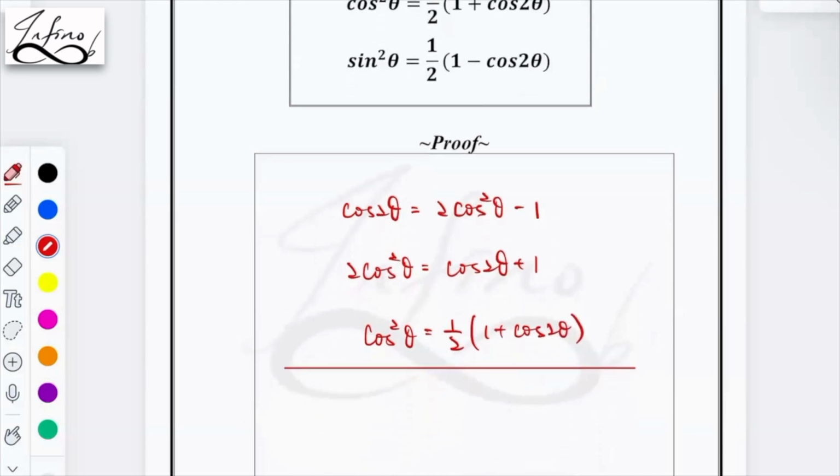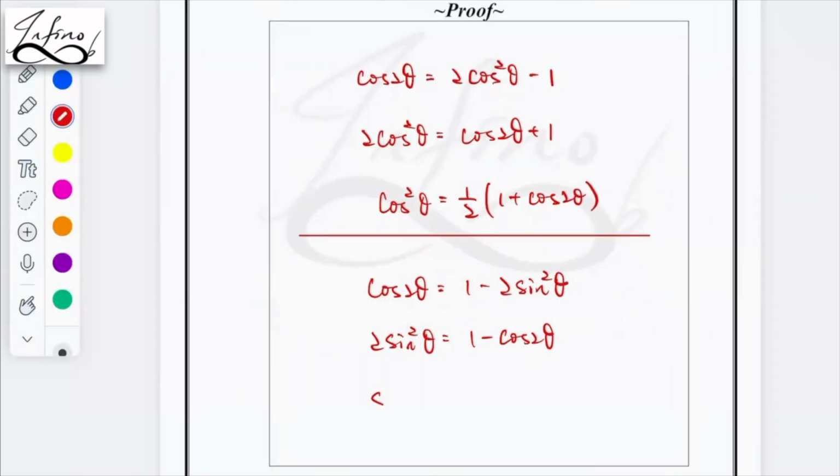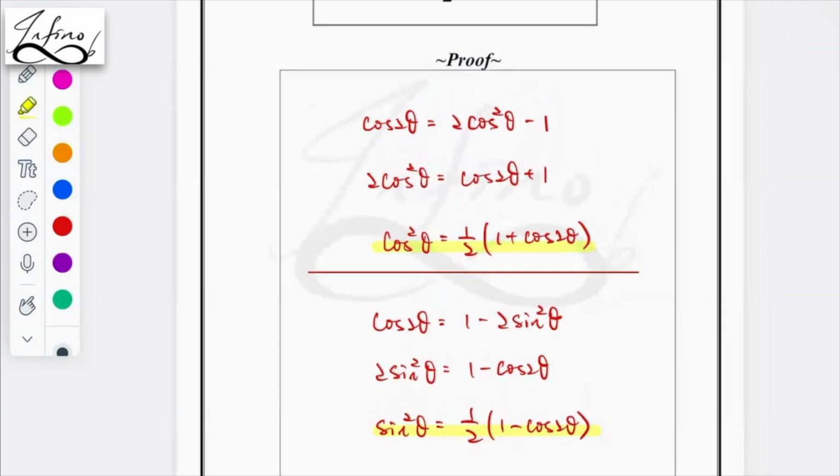Then for sine square theta, just the same, we use another variation, which is cosine 2 theta equals 1 minus 2 sine square theta. And that's why 2 sine square theta equals 1 minus cosine 2 theta. So sine square theta is simply 1/2 bracket 1 minus cosine 2 theta. It shouldn't be too hard, pretty straightforward. So these two are the power reducing formulas.